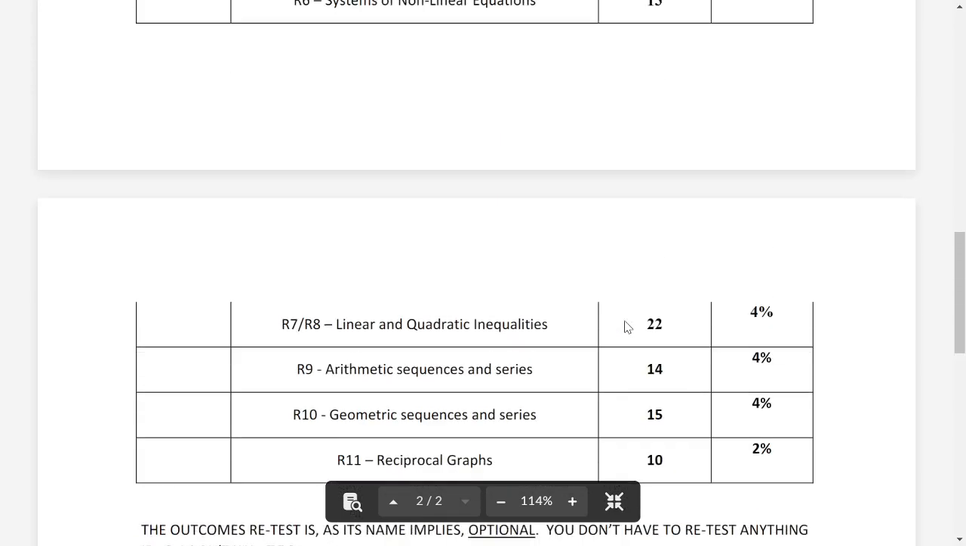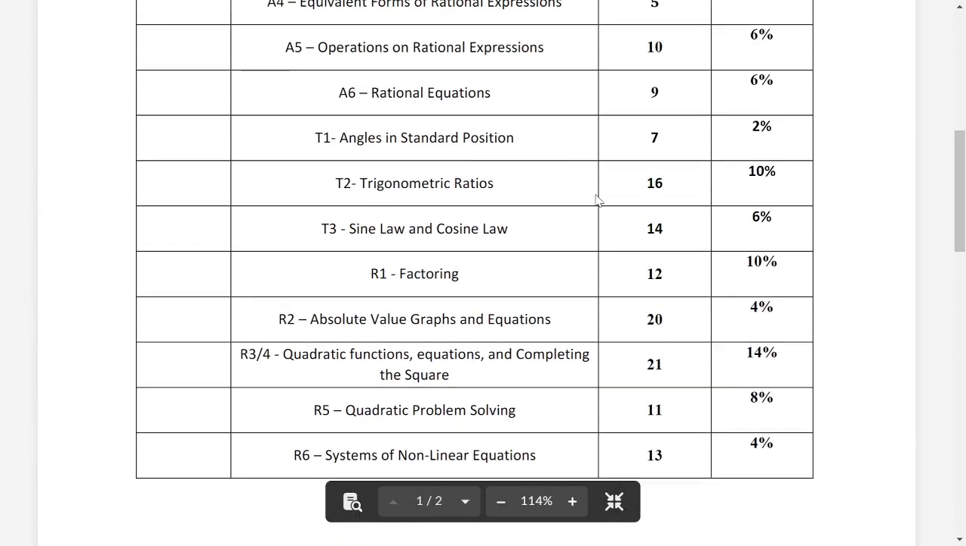So again, say that you were retesting T2 and you had, say, 15 out of 30 when you did it, and then you retest it thinking that you know what you're doing, but you don't, and you only get 4 out of 16. Well, then I will take 4 out of 16 plus 15 out of 30, divide by 2, and then times that number by 30, and that will be your new score.